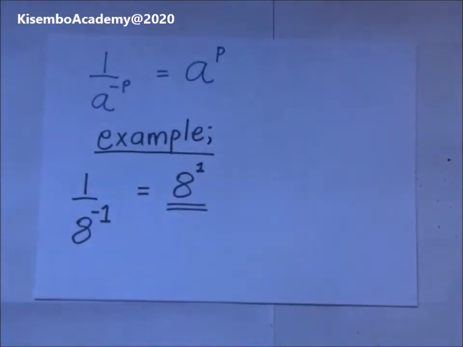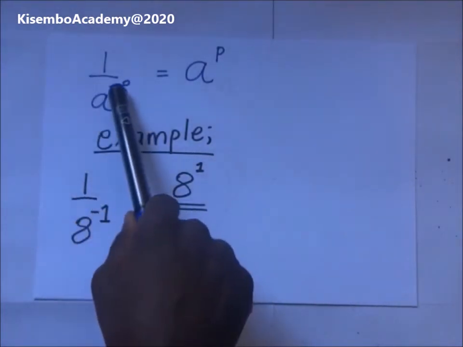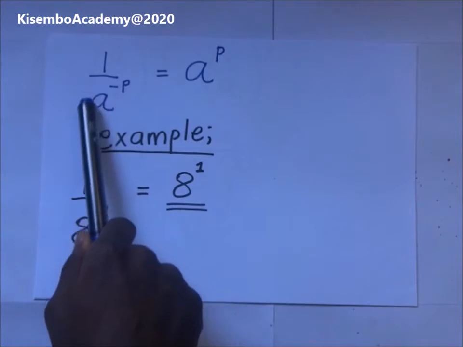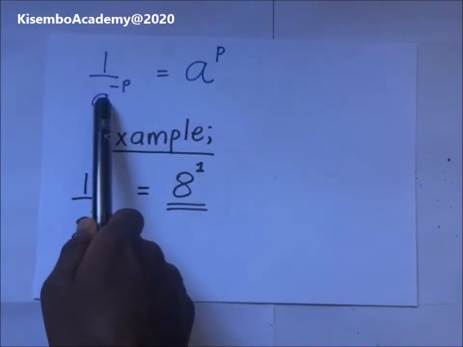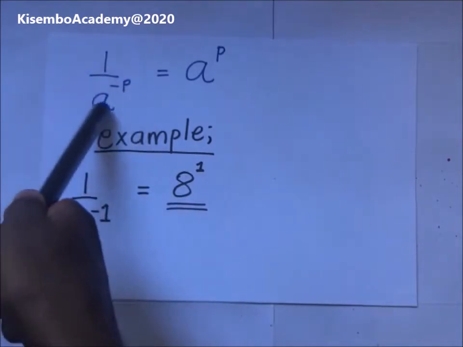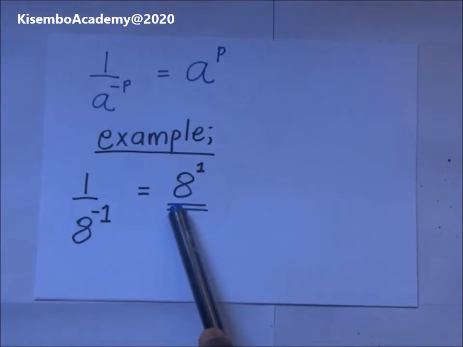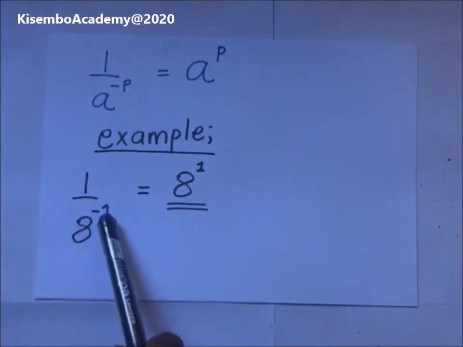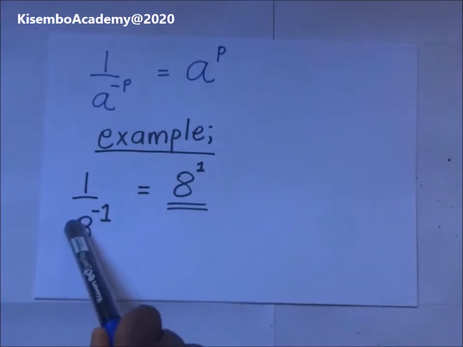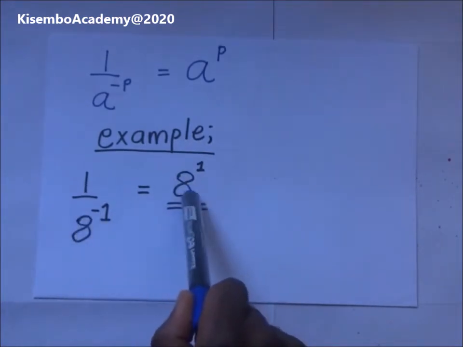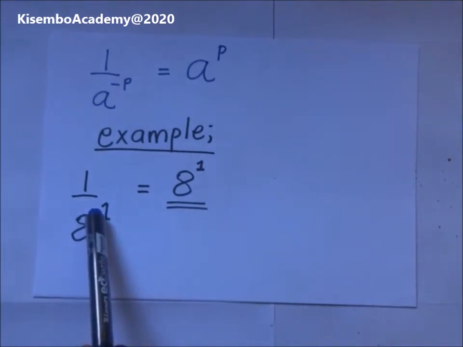This is the reverse of what we did before. 1 over a to the power negative p, to remove that negative means you're going to find the reciprocal of a, and the reciprocal of a means a gets to the numerator and this one gets to the denominator, which is a to the power p. So in our example here, 1 over 8 to the power negative 1 is the same as 8 to the power 1. It's the reciprocal of that number that gives you the number to the power of that digit without the negative sign.